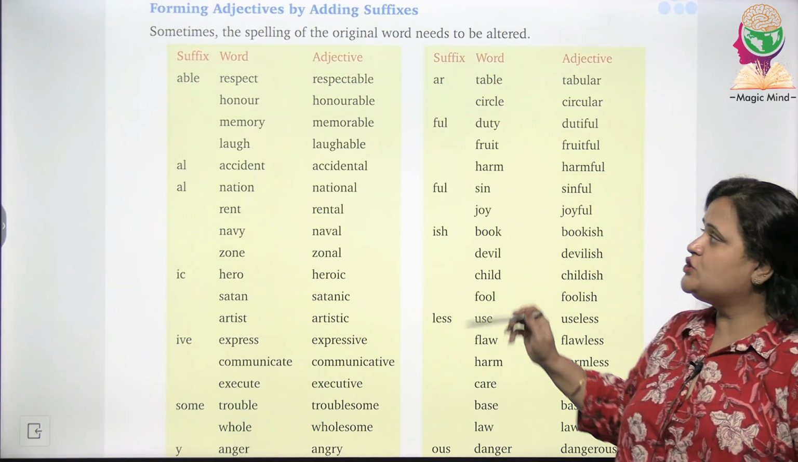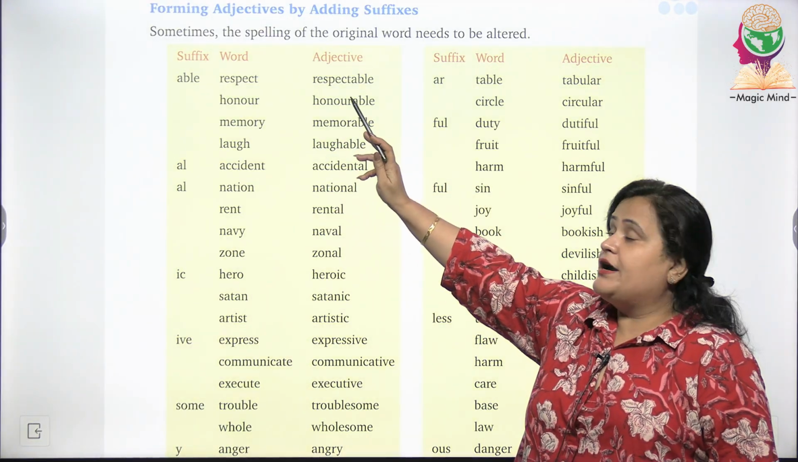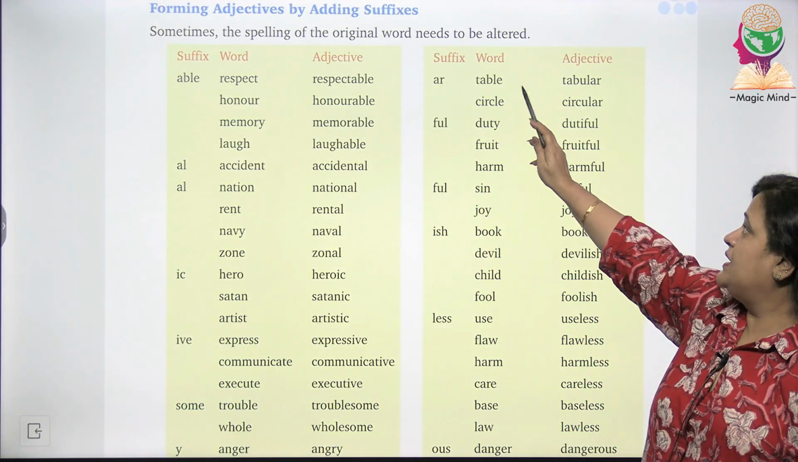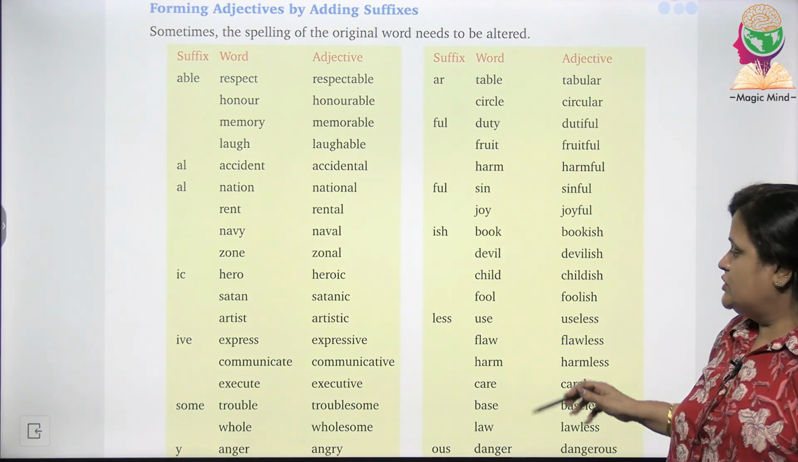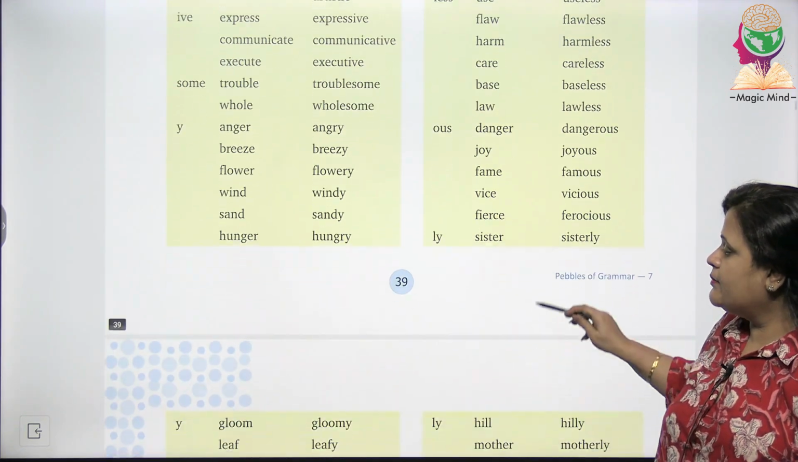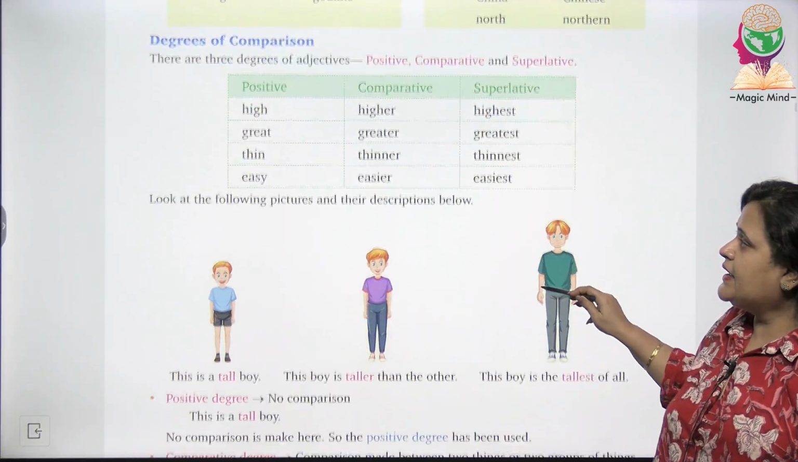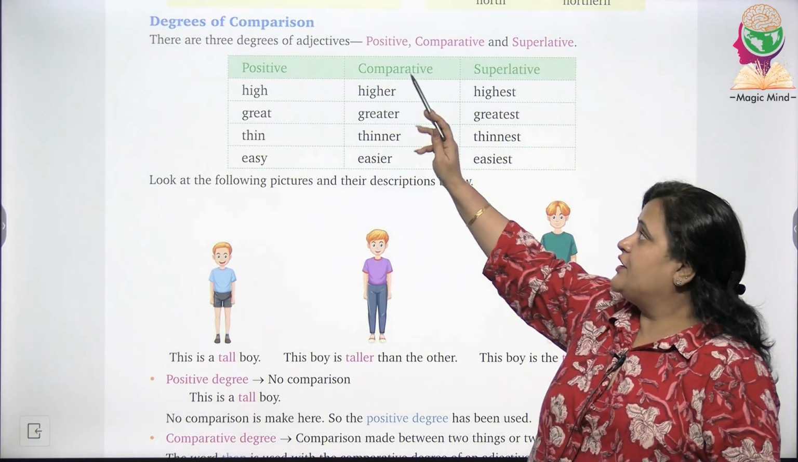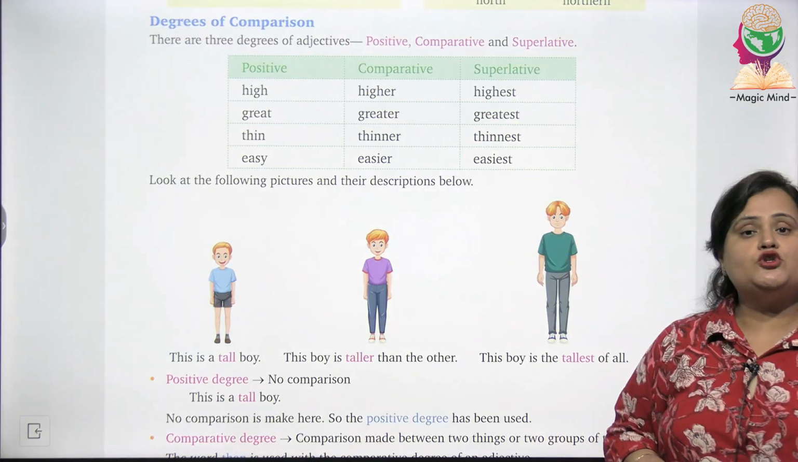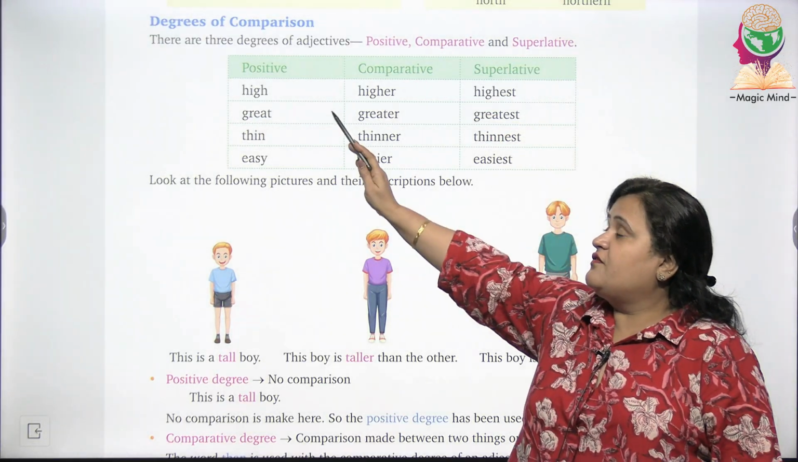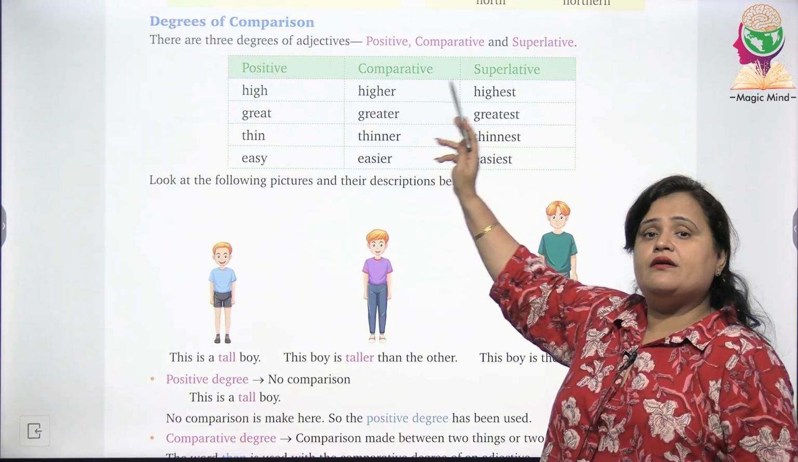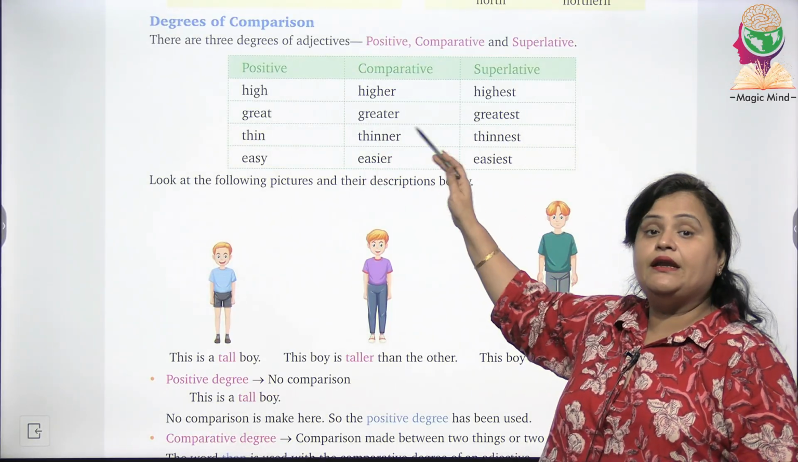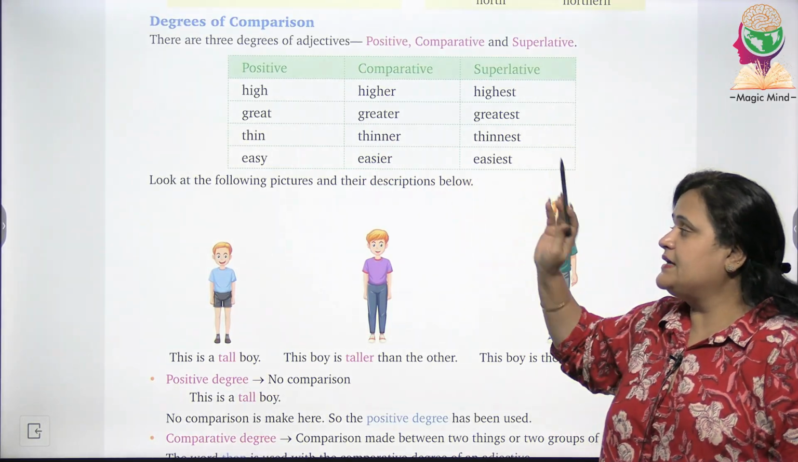ये आपने पढ़ने हैं बच्चों, जैसे कि suffix है able, वर्ड है respect, so respectable. AR suffix है table, so tabular. So ये आपको सब पढ़ने हैं और लर्न भी करने हैं, right? अब हम आते हैं डिग्री ऑफ कंपैरिजन पर. देयर आर 3 डिग्रीज ऑफ एडजेक्टिव्स, पॉजिटिव, कंपैरेटिव एंड सुपरलेटिव. पॉजिटिव हाई, कंपैरेटिव हायर, सुपरलेटिव हाईएस्ट. ग्रेट ग्रेटर ग्रेटेस्ट, थिन थिनर थिनेस्ट, easy easier easiest.